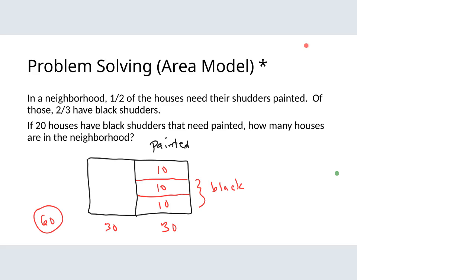Or you might say, well, if each piece is 10, I'm going to make all the pieces the same size. Then these are all 10 also. And adding those all up together, there are 60. Either way, I hope you're able to draw this picture and solve this problem using the area model. Does anybody have questions they want to ask about that one?